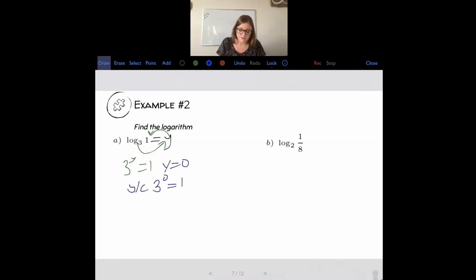And that actually leads us to a property of logs that you may want to write down. We have log base a of 1, provided that a falls within the bounds that we talked about on the first slide, is going to be equal to 0.